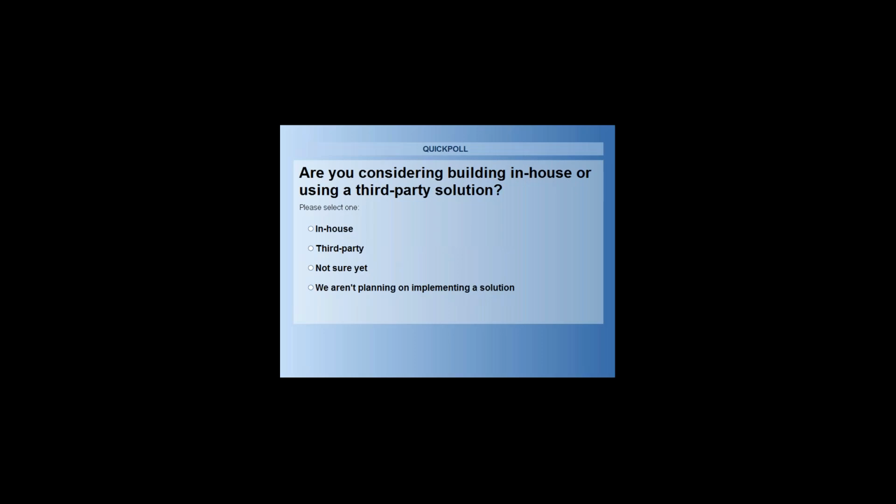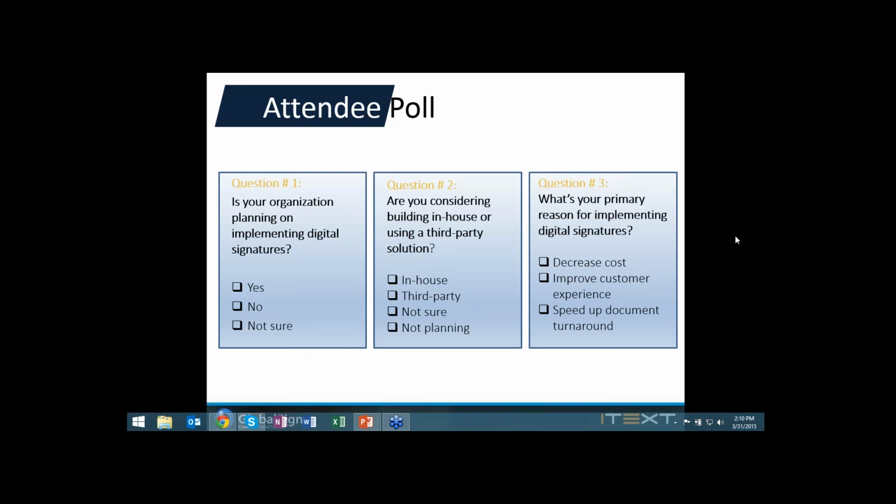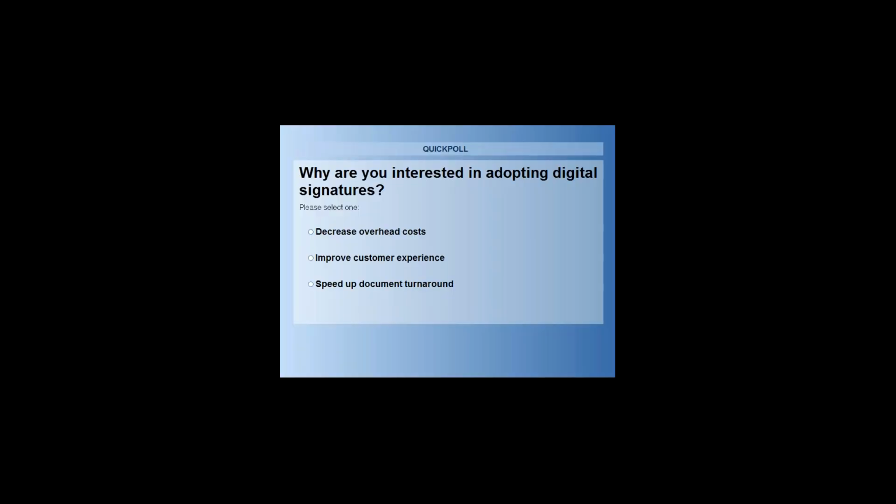So a few more seconds, but sounds like the answers are getting spread out evenly between the options. So yeah, half the people are implementing in-house or third-party, and the rest are not sure. So then question number 3 is, if you are implementing digital signature, what is your primary reason? Is it decreasing cost? Is it improving customer experience? Is it speeding up the process?